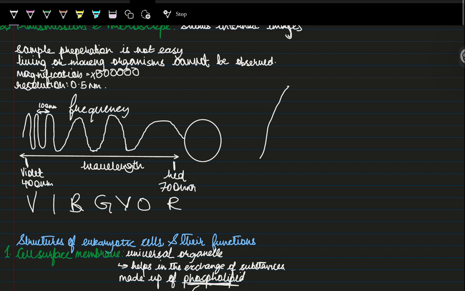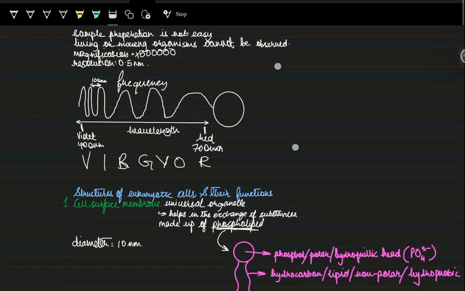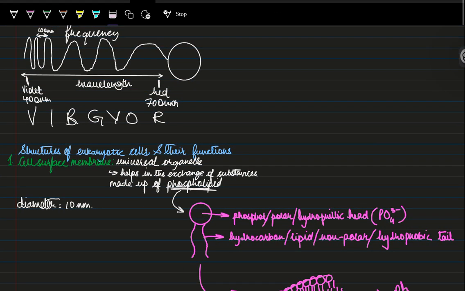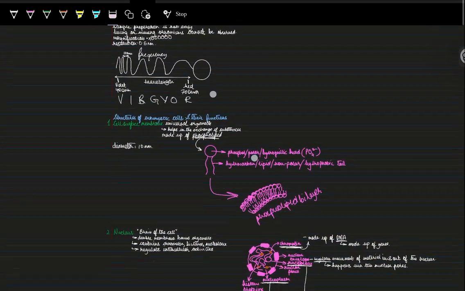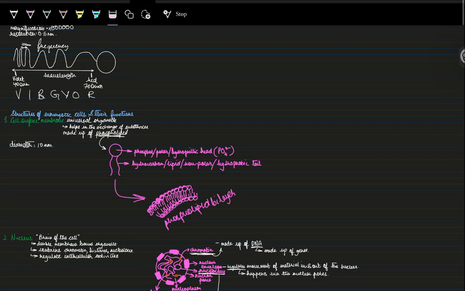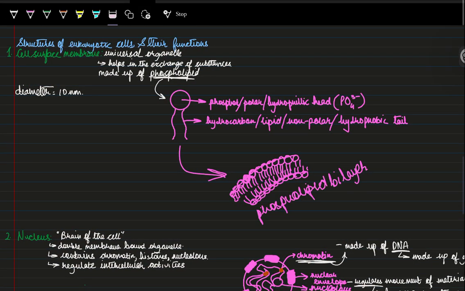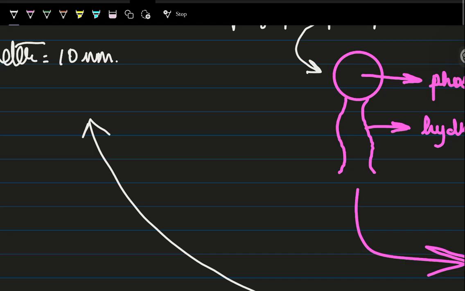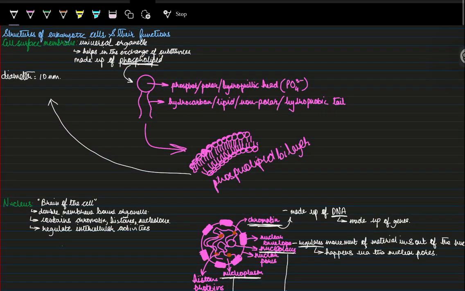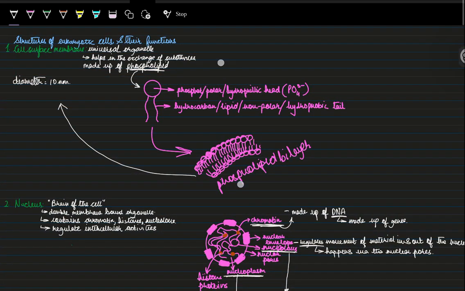Now we're going to talk about basic structures of a eukaryotic cell. Cell surface membrane. It is a universal organelle found in all cells. It helps in exchange of substances. It is made up of phospholipids. The diameter of the phospholipid bilayer is 10 nanometers. A phospholipid is arranged in a bilayer whose thickness is approximately 10 nanometers.